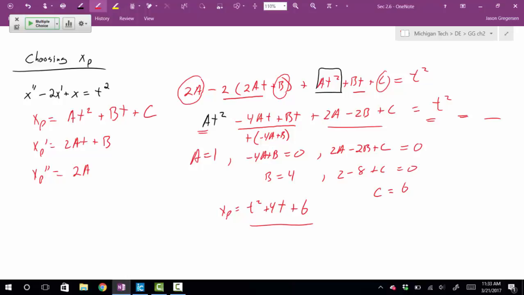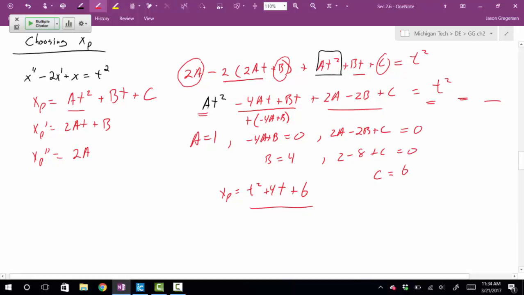Okay, the big idea here is how did I choose my x_p? I looked at the right-hand side, and I'm basically going to take all the derivatives I'm going to need for the equation. I have to look to see all the different terms I get by taking those derivatives. And I need a term in my guess for each one of those unique terms. Okay? So let's look at another quick example here.